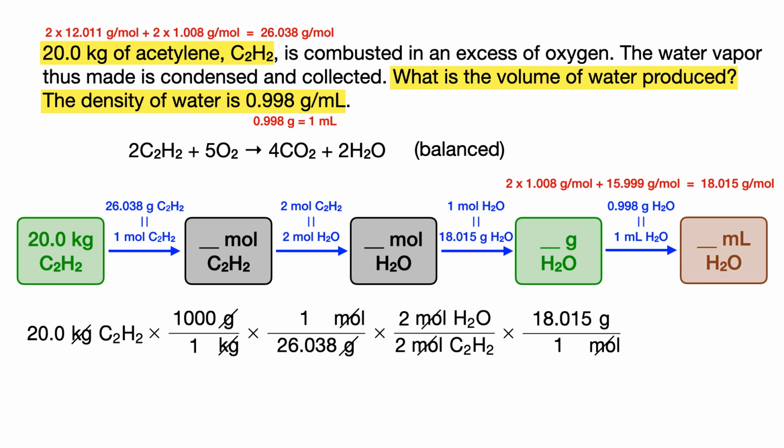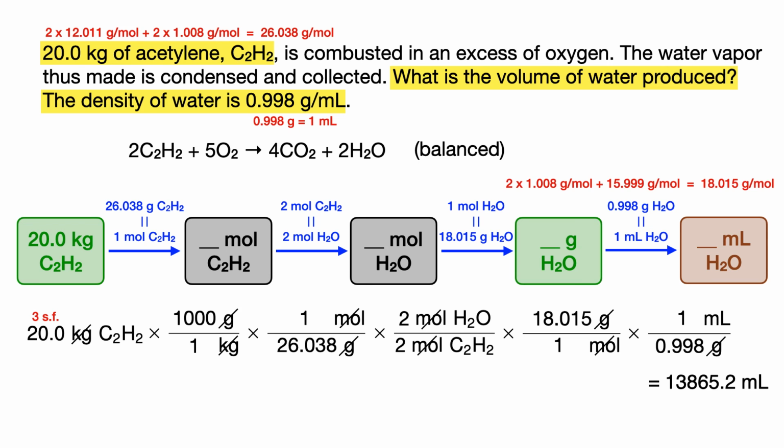And then finally, we can go from grams of water to milliliters using the density. 0.998 grams of water has a volume of 1 milliliter. And so the grams will cancel. And when all is said and done, everything is going to cancel out and we'll be left with units of milliliters, which is what we want. And when we put the numbers into the calculator, we find that we have 13,865.2 milliliters. Now we want to round this off.